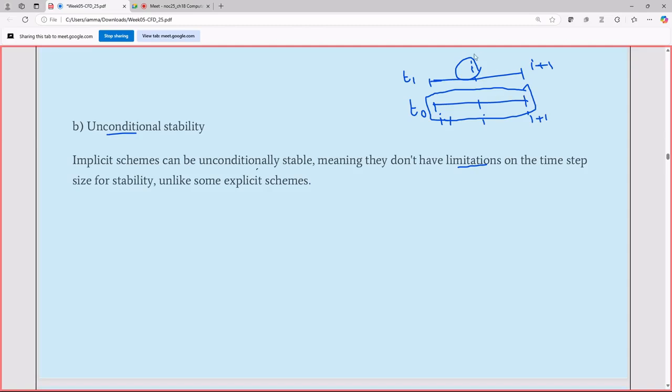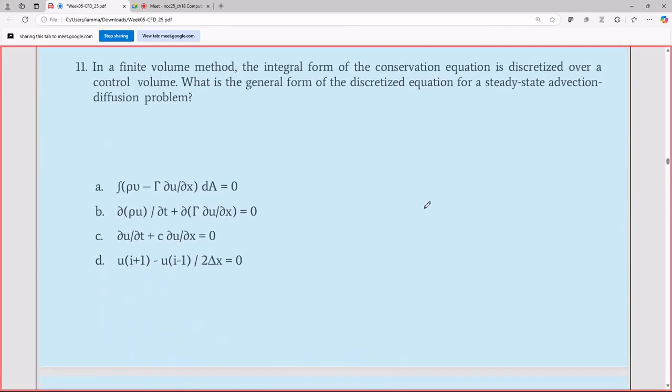But if we are using some terms from the current time step itself, then such schemes are called implicit schemes. Implicit schemes provide unconditional stability because they don't have many restrictions, and also we don't have to store the values from the previous time step. So there is more than one advantage of using implicit schemes. Okay, moving on to the next question.